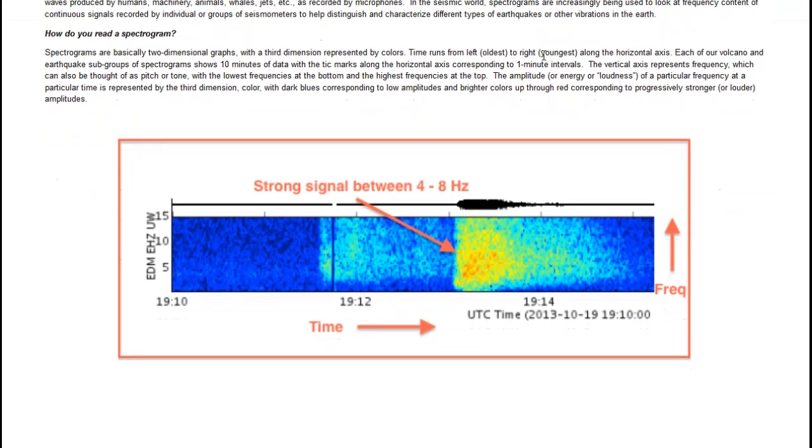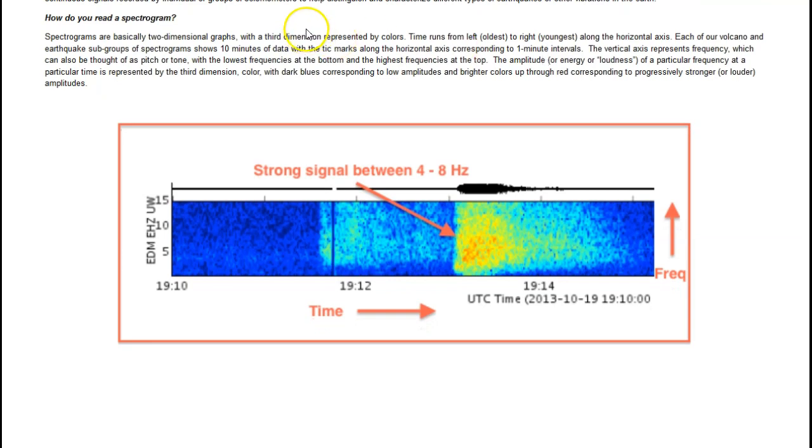How do you read a spectrogram? Spectrograms are basically two-dimensional graphs with a third dimension represented by colors. Time runs from left to right along the horizontal axis.